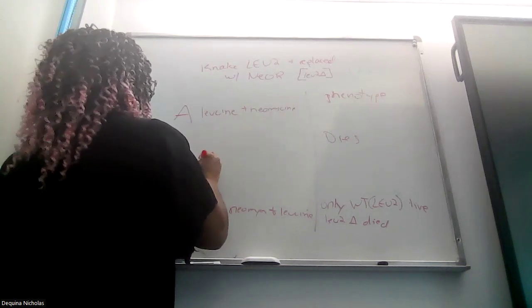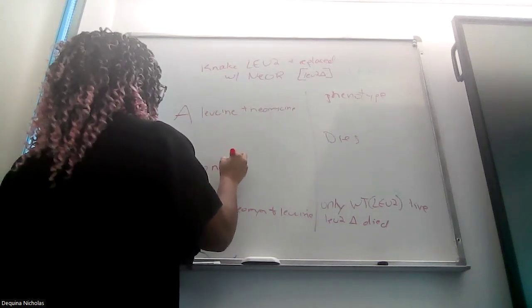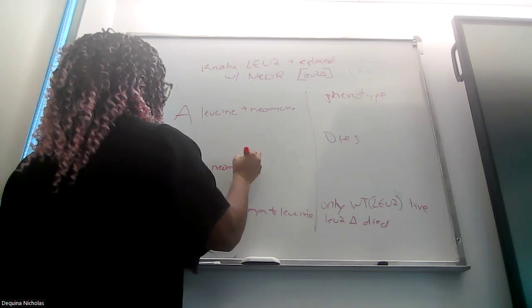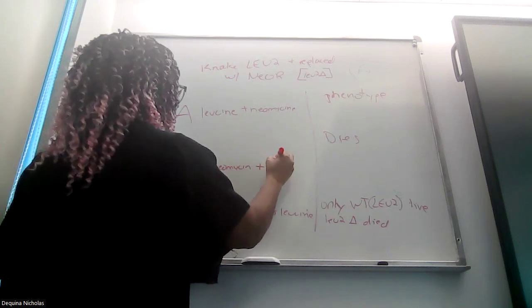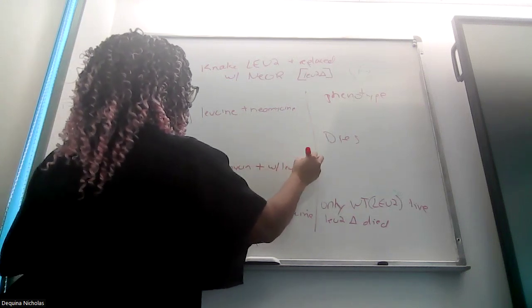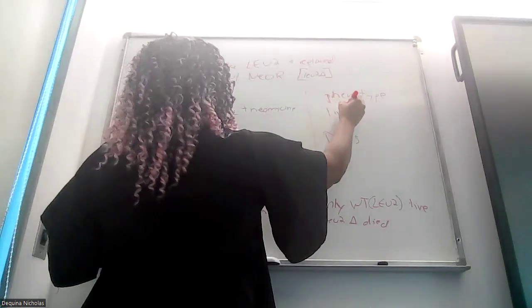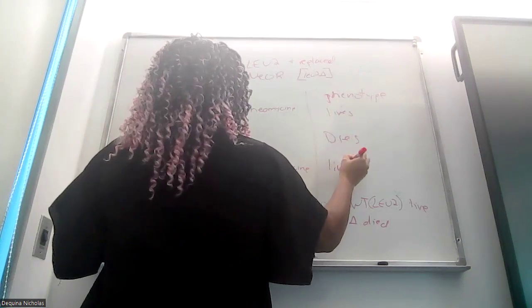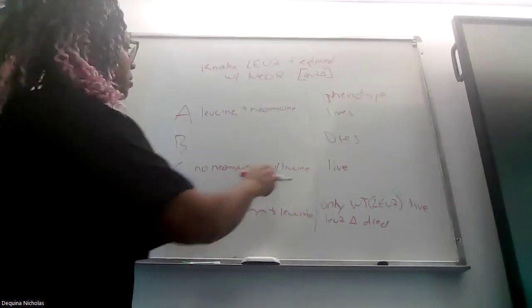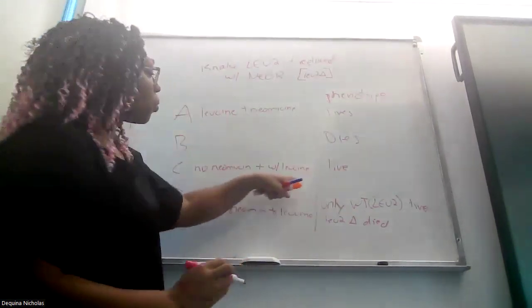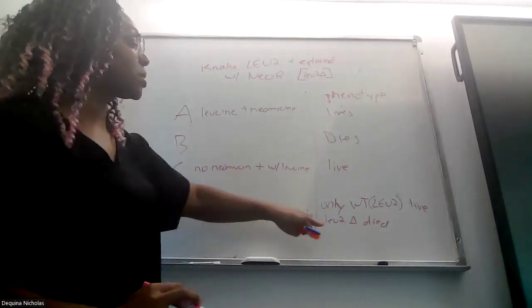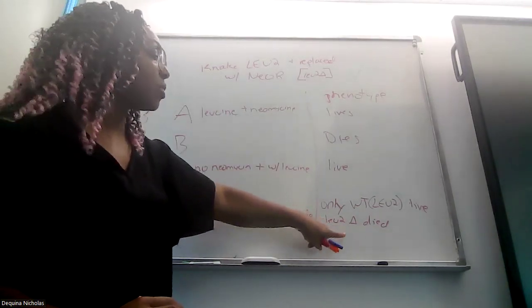And then C had no neomycin. Neomycin, but with leucine. And basically, here we were sure that everything was gonna live. And we also have some things that were gonna live. So for C, what is going to live? You have two options. There's the LU2 delta, and you have the wild type.